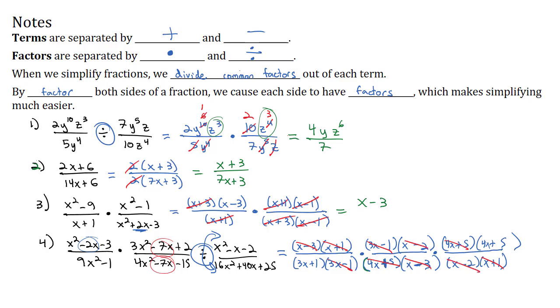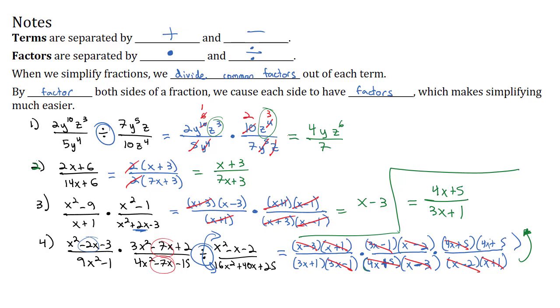And all that is left in this final answer, I'll come up here because I ran out of space. So we'll come up here. But we've just got the 4x plus 5 on top and the 3x plus 1 in the denominator. And we've got our simplified solution.